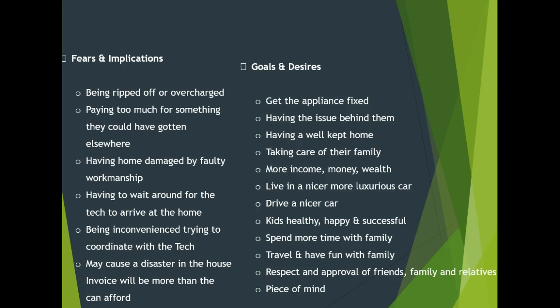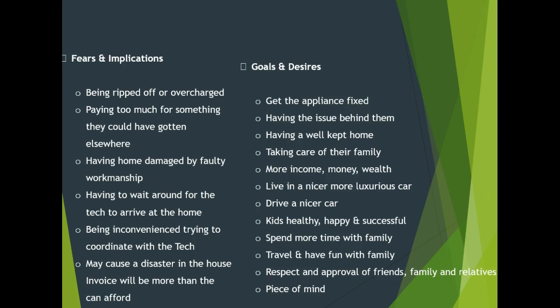Having home damage by faulty workmanship, right? So having the technician come in and cause additional damage to their home, having to wait around for the tech to arrive at their home, right? That's why they like shorter appointment windows, and why doing a 30-minute call ahead is very much appreciated by consumers, right? Because they're busy. A lot of appliance repair companies have these issues where they overbook, and then the consumer's waiting all day, no one shows up. They're being inconvenienced trying to coordinate with the tech.